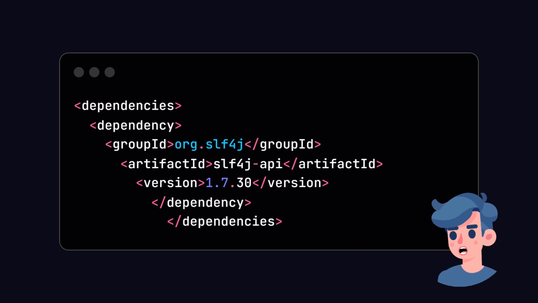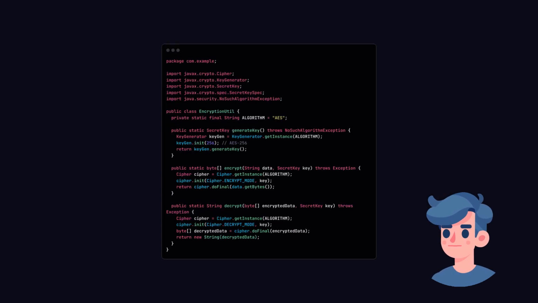Although Java's built-in libraries are enough for encryption and decryption, we could use additional libraries for convenience and testing. Here are the dependencies. Next, we'll need to create a utility class that will handle the encryption and decryption process. Let's create a new Java class called EncryptionUtil.